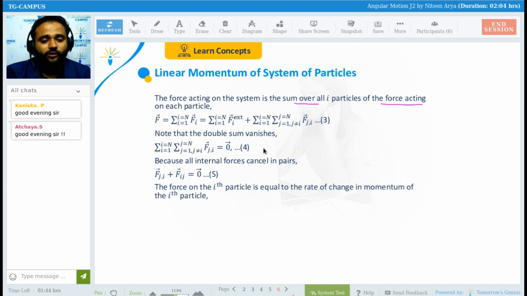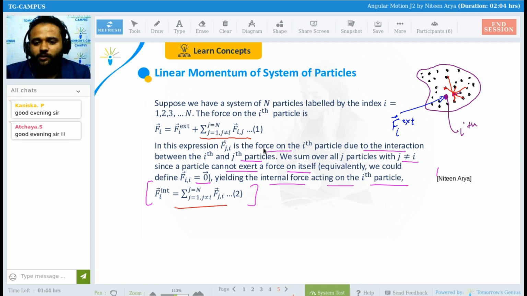So the net particle, I mean you can say the net force. The net force is going to be the sum from i equals 1 to n, because we have n particles, and this net force is the sum of whatever external force we apply, plus the double sum over i equals 1 to n, j equals 1 to n. This second term is a little bit confusing.